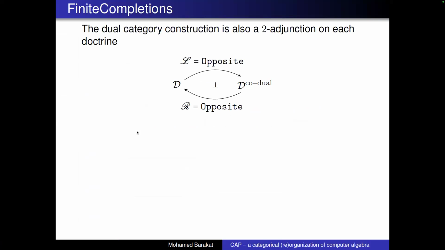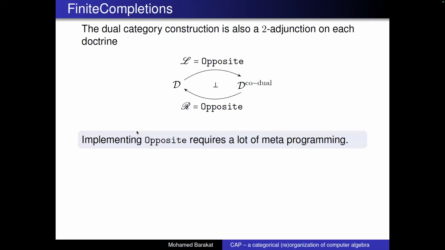So the dual category construction, which didn't pop up till now, is actually the most important one, and you can still view it as a two-adjunction or as a bi-adjunction. This really goes from the doctrine to the co-dual doctrine. This means you leave the one-morphisms alone in the same direction. You take the opposite of the category, you leave the functors in the same direction, but you op the natural transformations, and then the opposite becomes a functor in both directions, right?